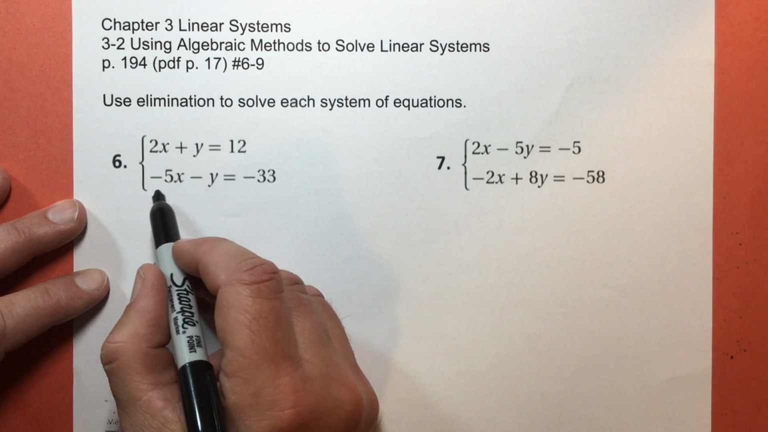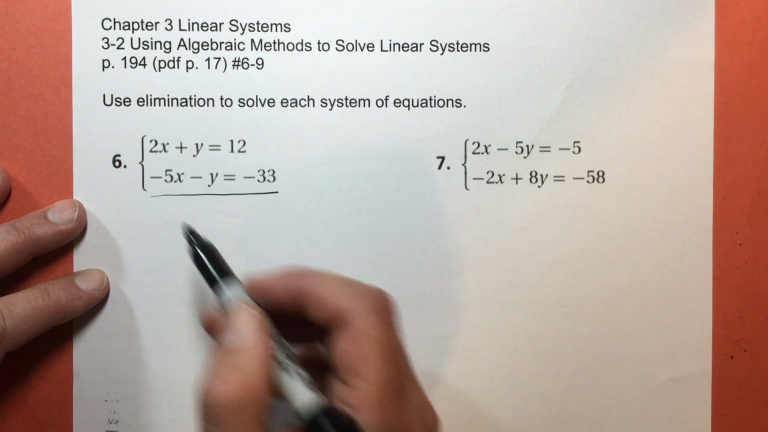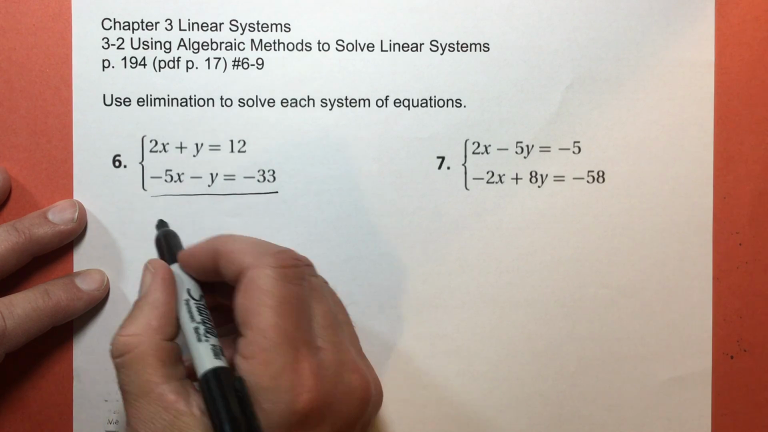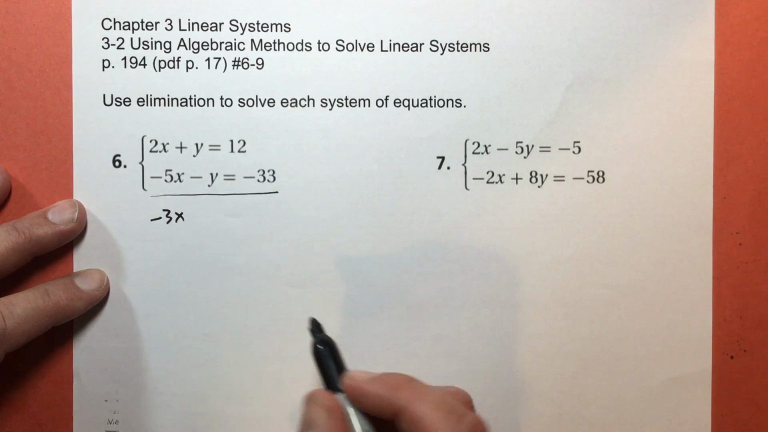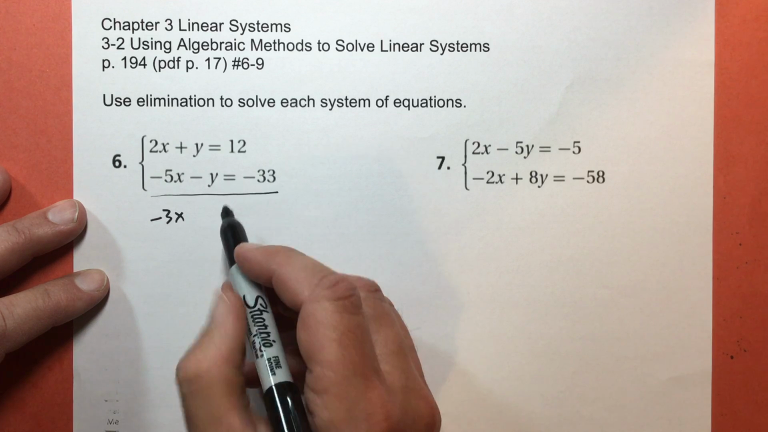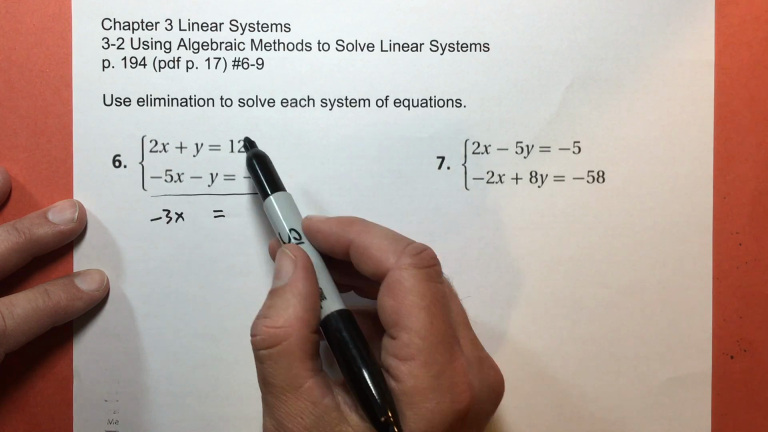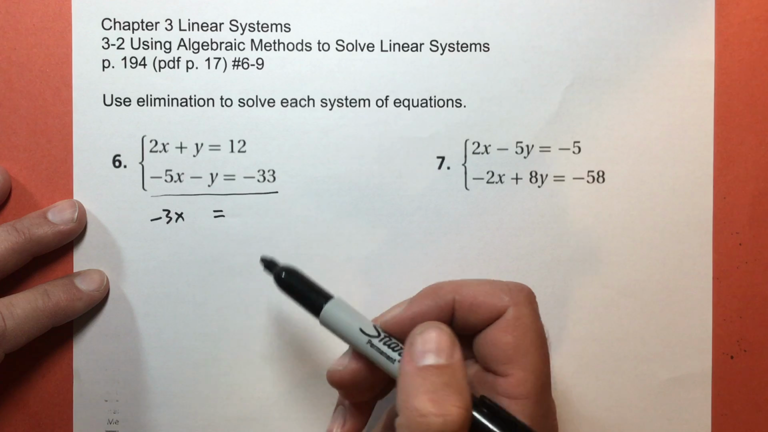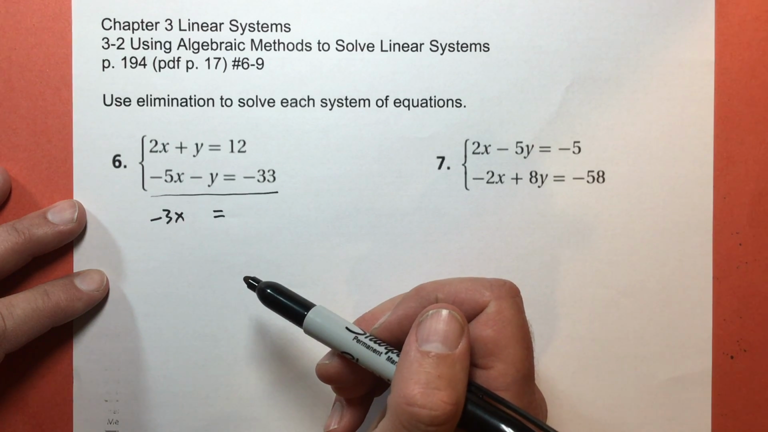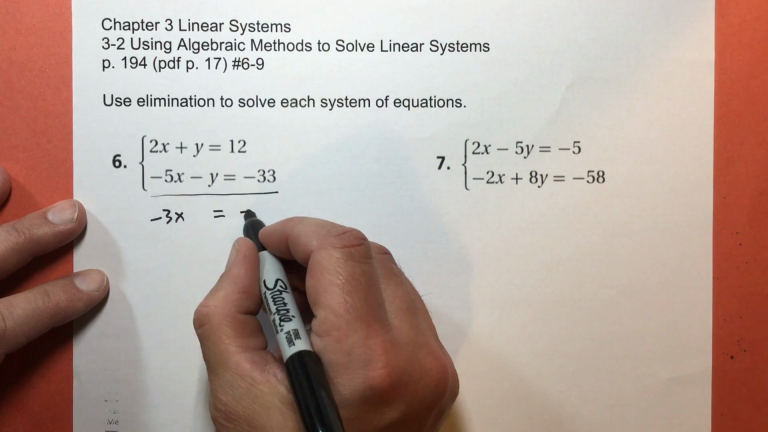So what I'm going to do is add these two equations. 2x plus negative 5x is negative 3x. y plus negative y is 0y. And 12 plus negative 33 is what? Negative 21? Yeah.